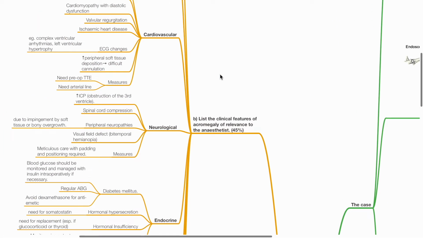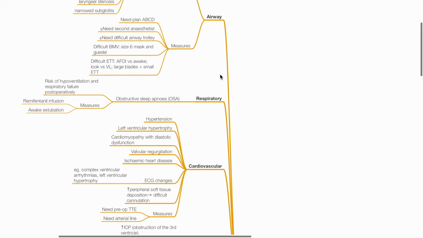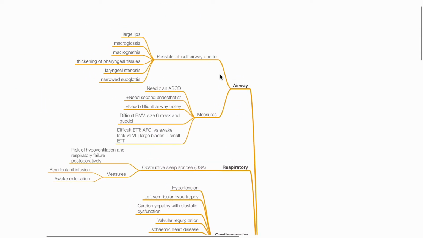B. List the clinical features of acromegaly of relevance to the anaesthetist, 45 marks. Airway. Possible difficult airway due to large lips, macroglossia, macrognathia, thickening of pharyngeal tissues, laryngeal stenosis, and narrowed subglottis. Measures. Need a plan for A, B, C, and D. Possibly need for second anaesthetist.